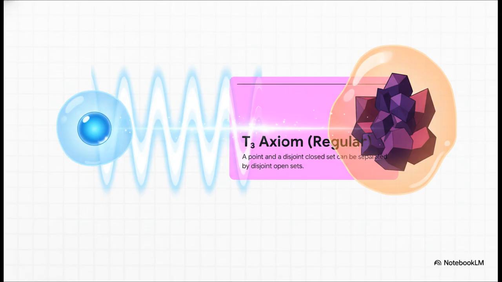This rule gives us a new superpower. We can now take any single point and any closed set, remember that's like a well-defined group, as long as the point isn't in it, and we can draw two completely separate, non-overlapping bubbles around them. We can now officially put a fence between one person and an entire crowd.